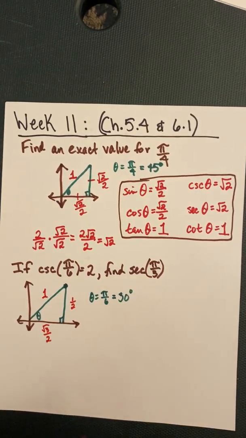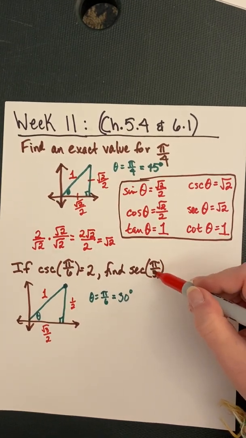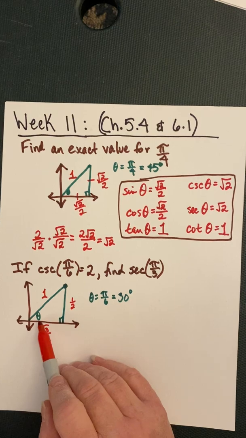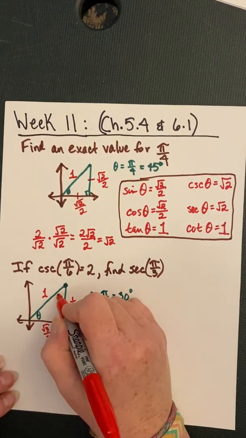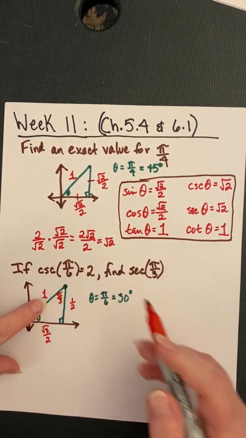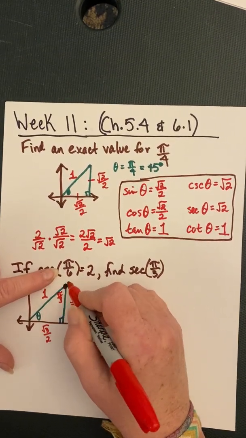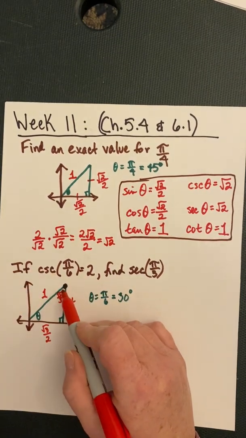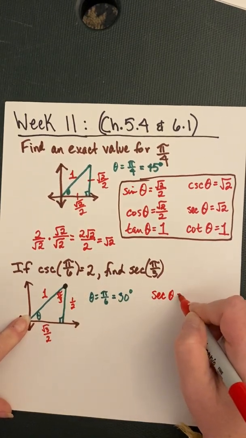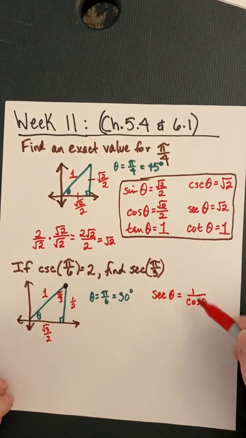So in this case, they're not asking me to find all of these. They're only asking me to find the secant of pi over 3. Well, if this is pi over 6 and it's 30 degrees, then this is pi over 3, it's 60 degrees. So the secant of this angle right here, right? This is the angle I'm dealing with, okay? So the secant of any angle theta is 1 over cosine theta, right? So it's take the cosine and flip it upside down.